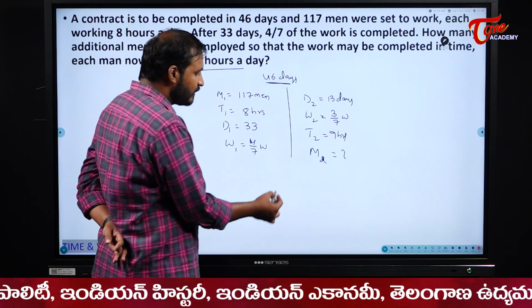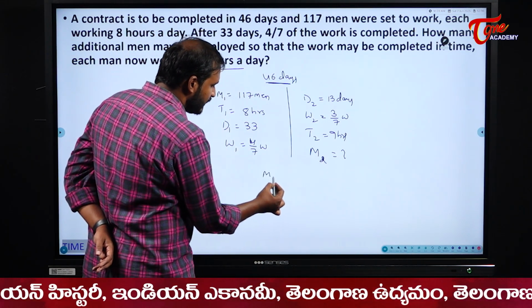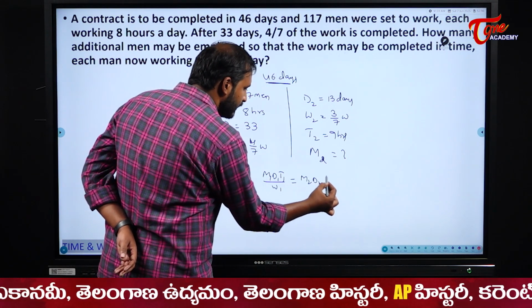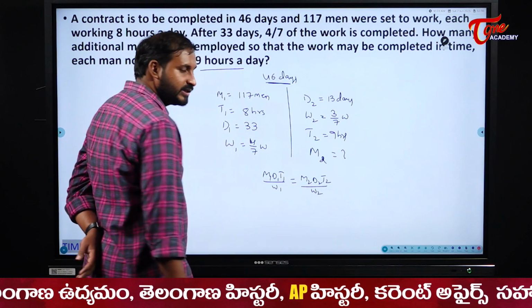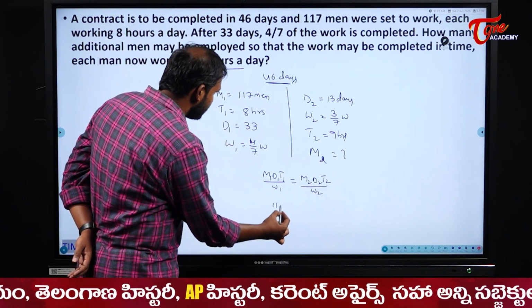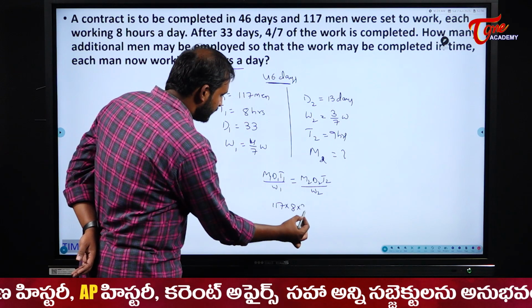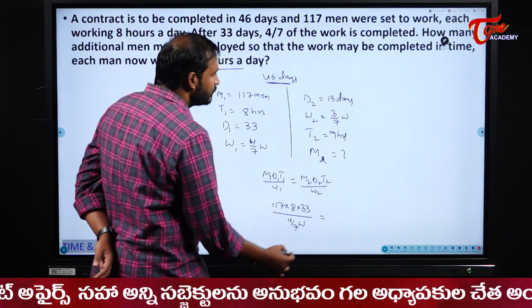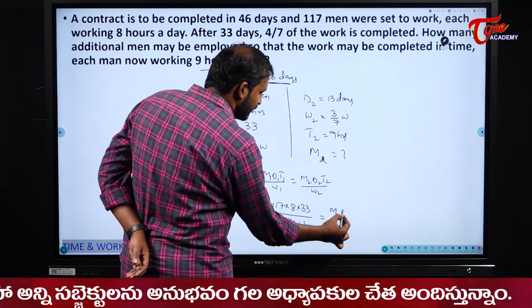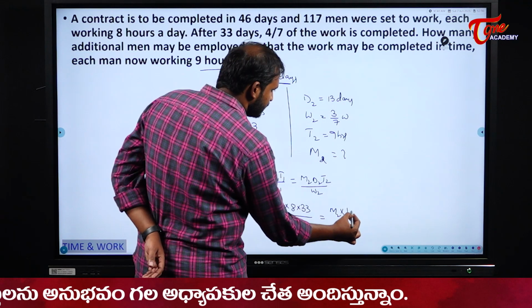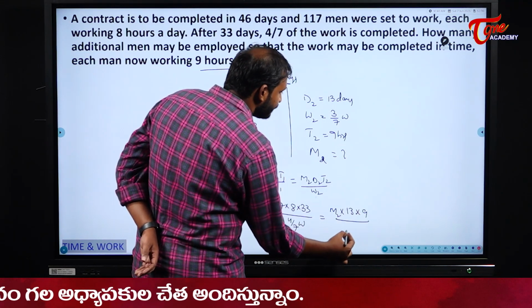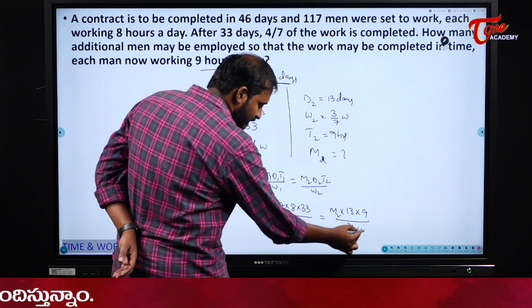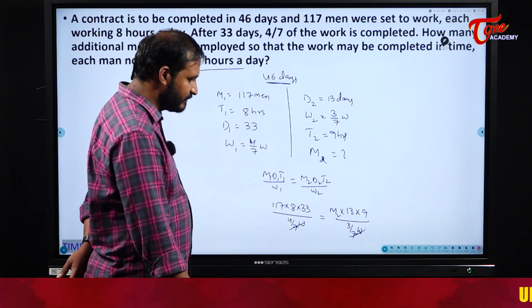So what is the formula we have? We all know what it is. M1 D1 T1 by W1 is equal to M2 D2 T2 by W2. So substitute in this. 117 into 8 into 33 by what is W here? 4/7 W. That is equal to M2, I need to find that one, into M2 D2 is 13, T2 is 9 by 3/7 W. Now please see here, students, 7W, 7W anyway will get cancelled. You can cancel them directly.